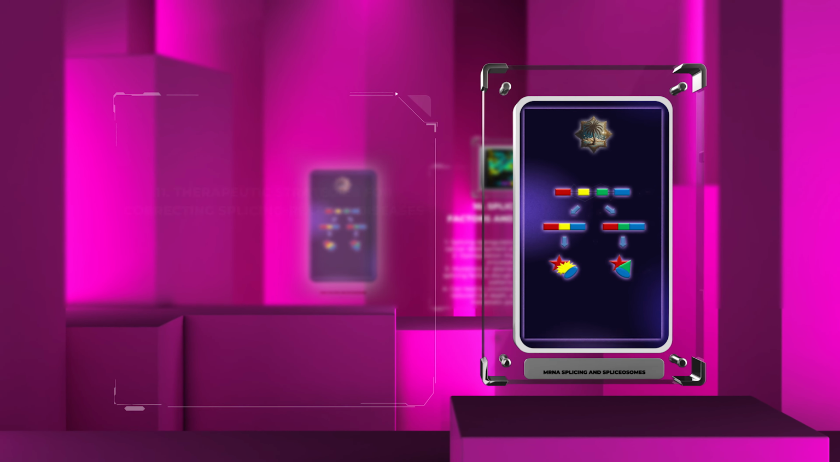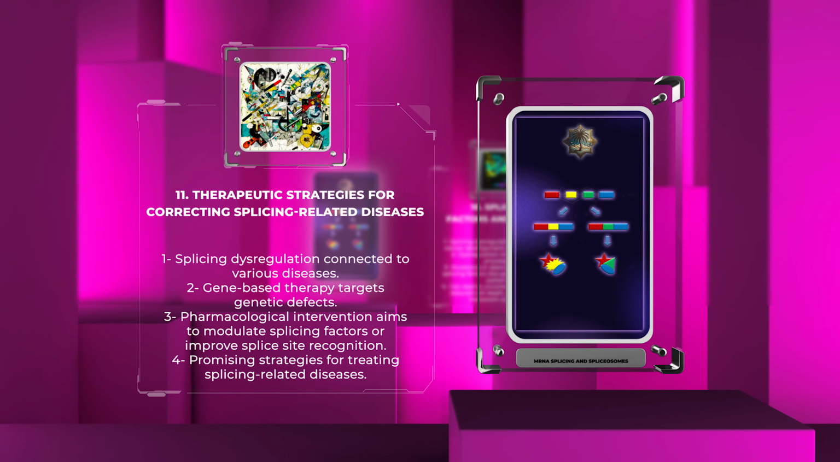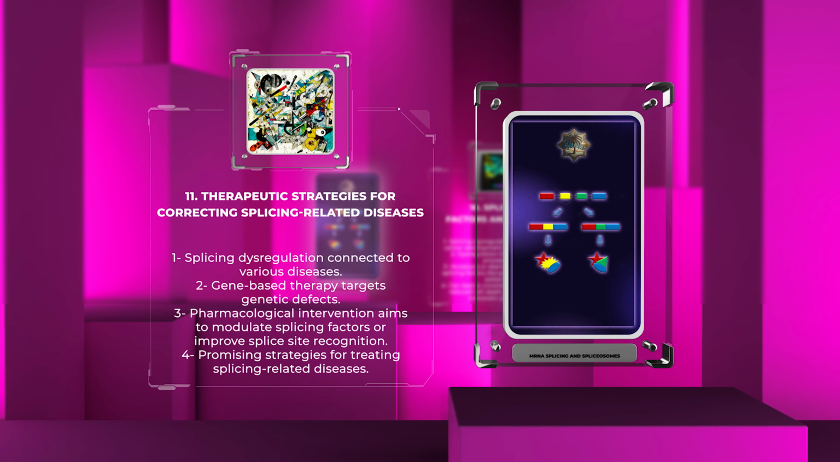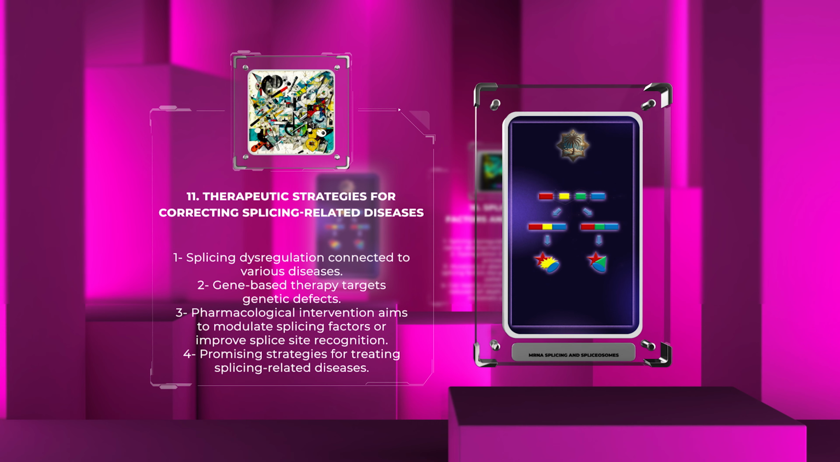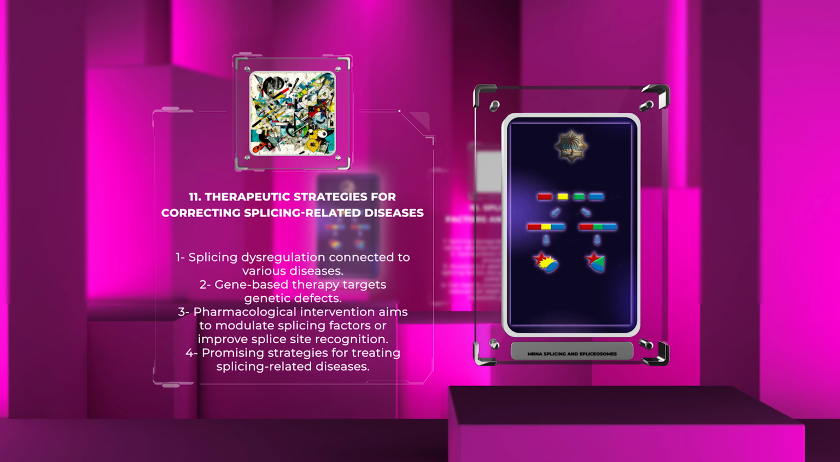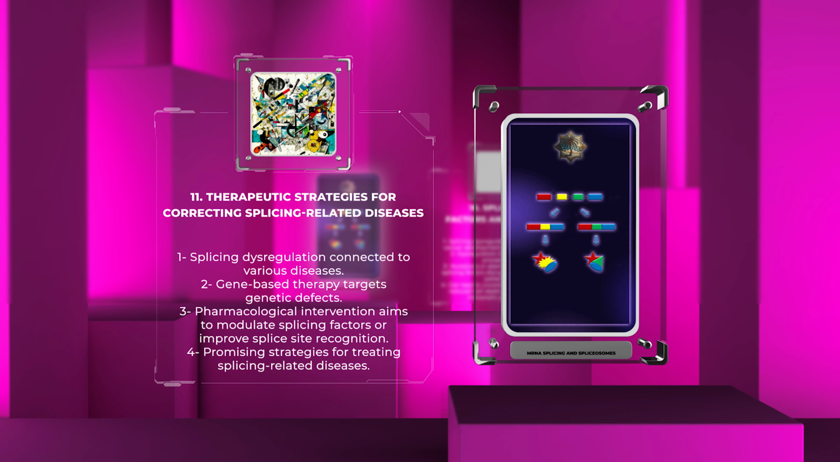In summary, splicing dysregulation is connected to various diseases. Gene-based therapy, like exon skipping and genome editing, targets genetic defects. Pharmacological intervention aims to modulate splicing factors or improve splice site recognition. These strategies hold promise for treating splicing-related diseases.